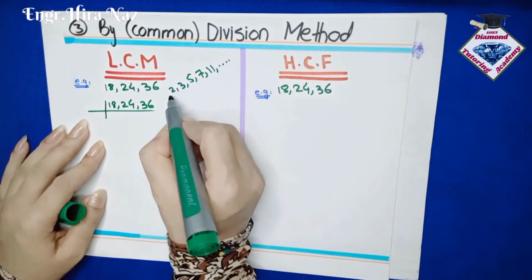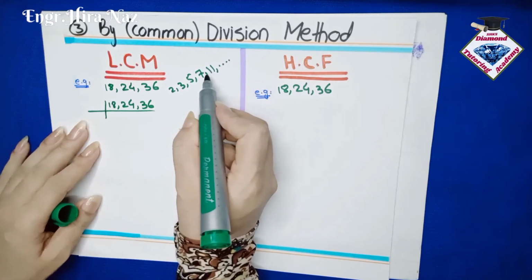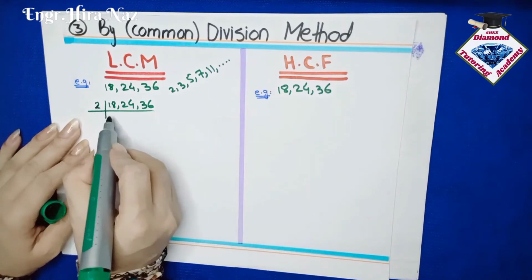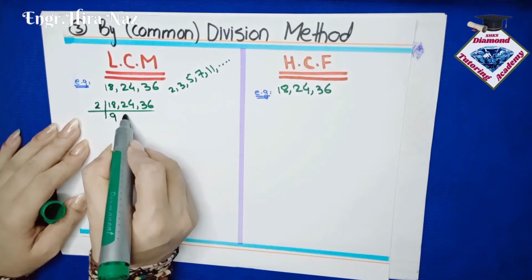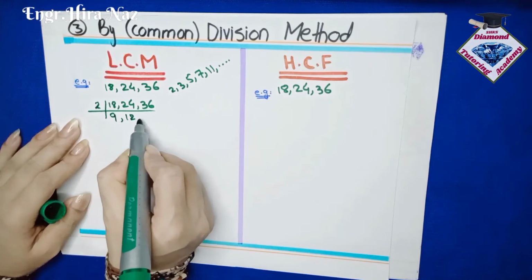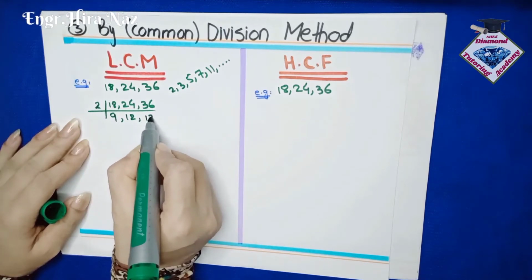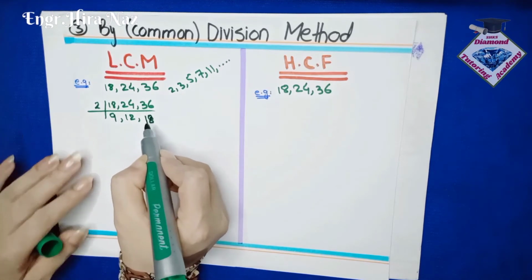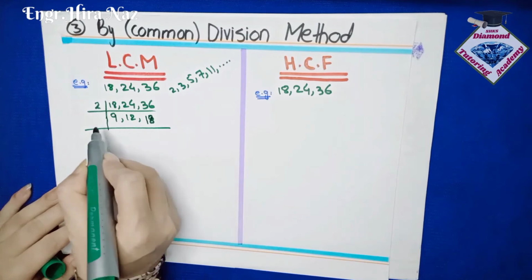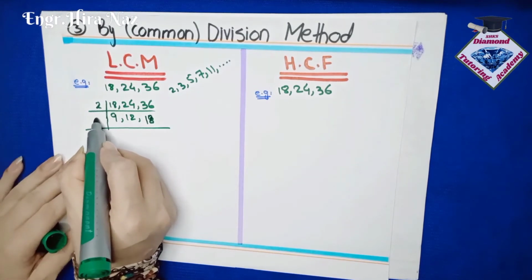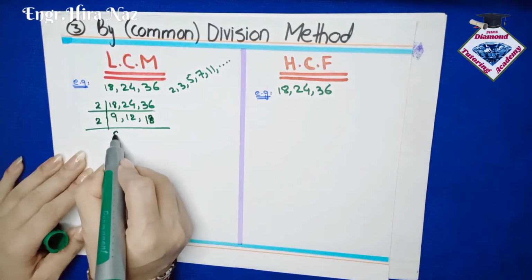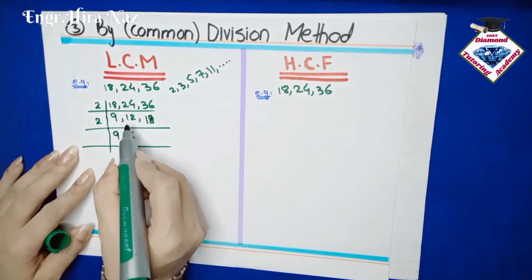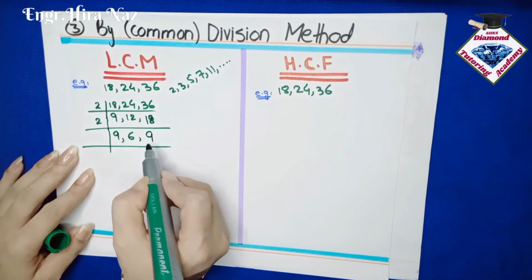Again, you have to choose your divisor from prime numbers. So the smallest prime number is 2. 2 times 9 is 18. 2 times 12 is 24. And 2 times 18 is 36. Again, 9 is not divisible by 2, so we have to take 9 as it is. Then 2 times 6 is 12. 2 times 9 is 18.